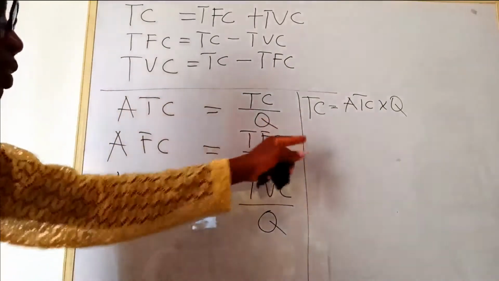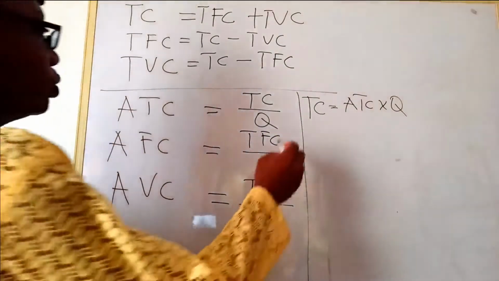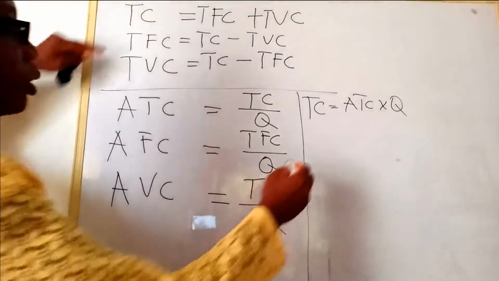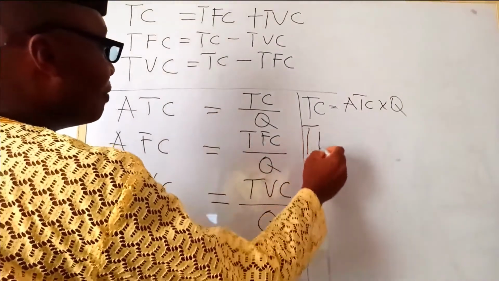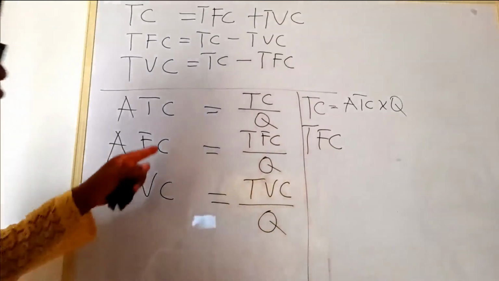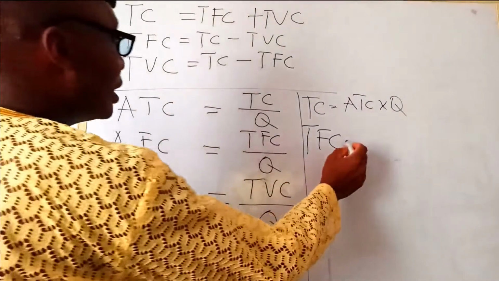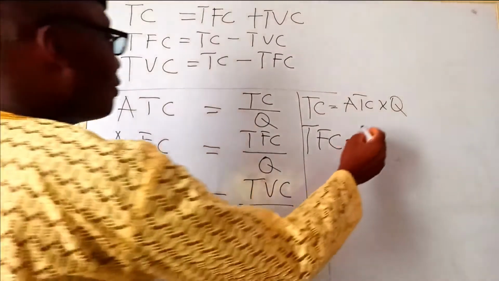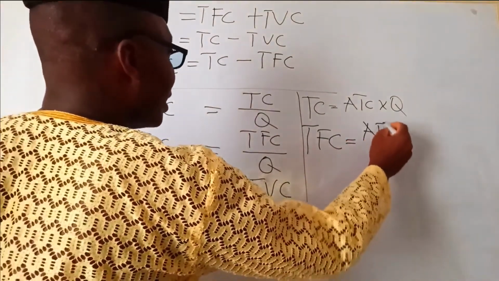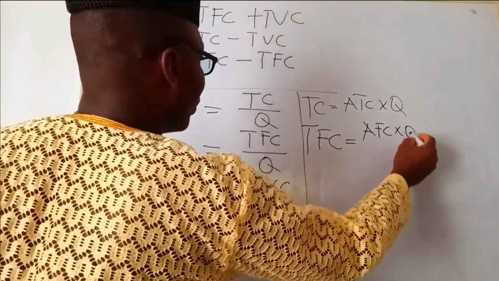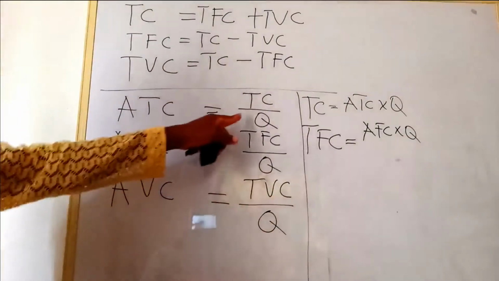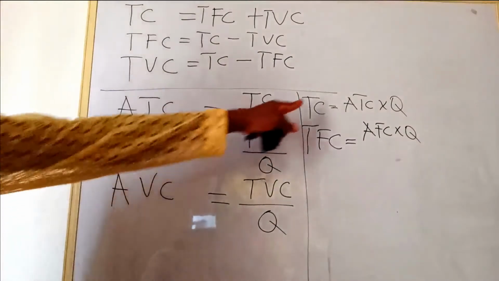It's very, very important. Now, you can also have your total fixed cost, taken from this formula. It's equal to, you cross multiply this, average fixed cost times Q. That's what we just did now. Q times this equals this. Here, Q times this equals this. That's what we have there.